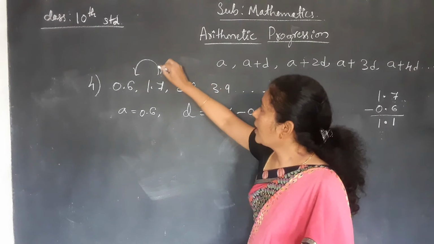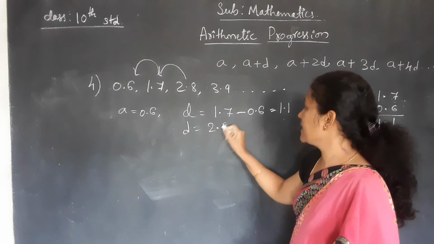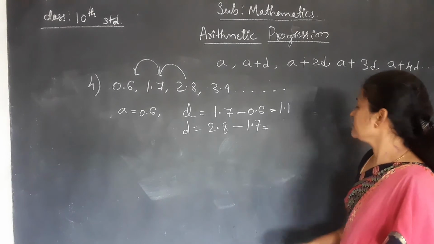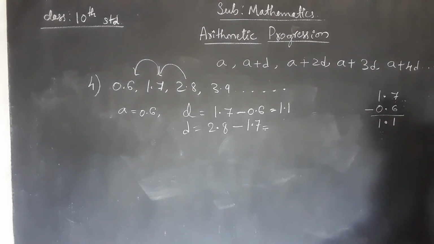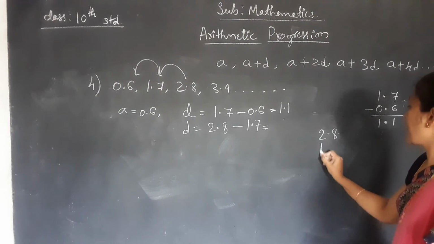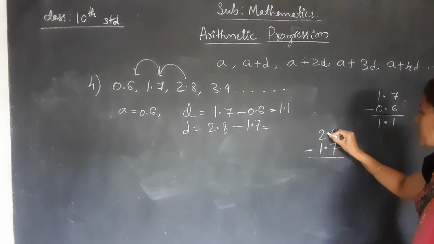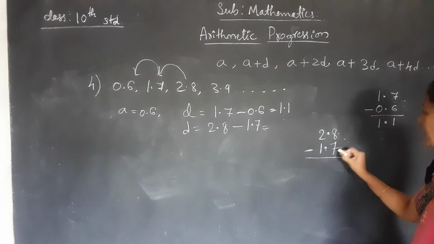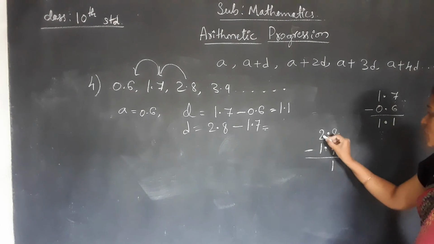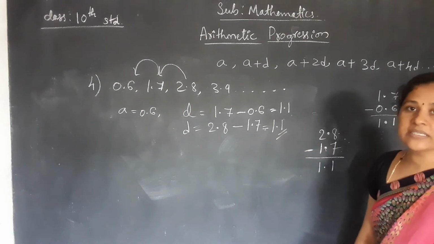Let me check with the other two terms. D is equal to 2.8 minus 1.7. Again let me solve here. 2.8 minus 1.7, so you are subtracting. Make sure that the decimal points are one below the other, and the respective digits you write. So 8 minus 7 is 1. 2 minus 1 is 1. So again you got 1.1. So 1.1 is the common difference.